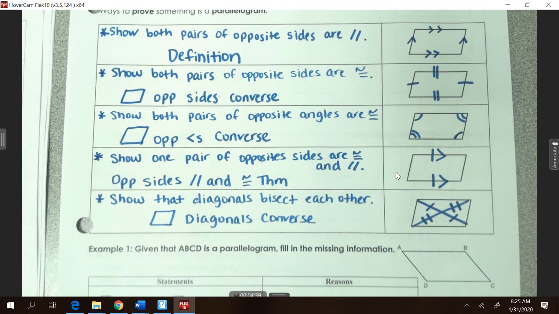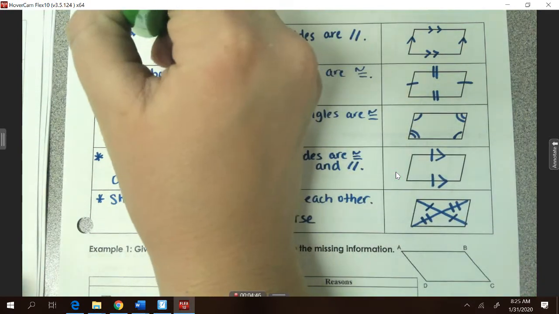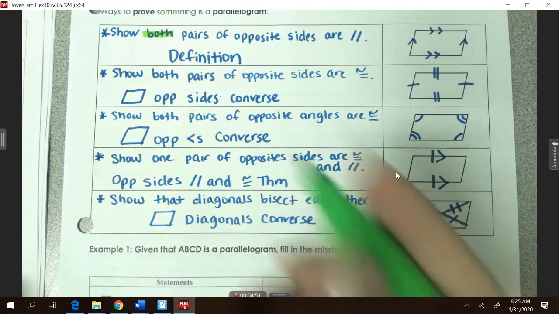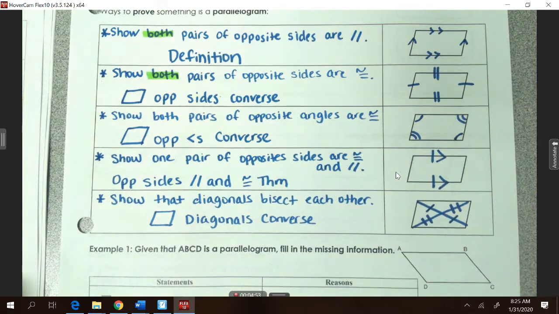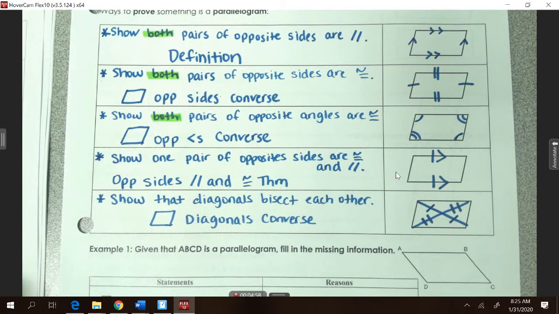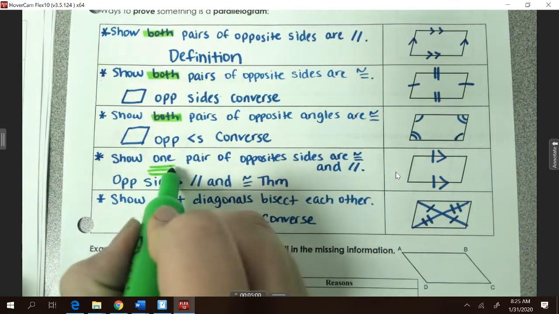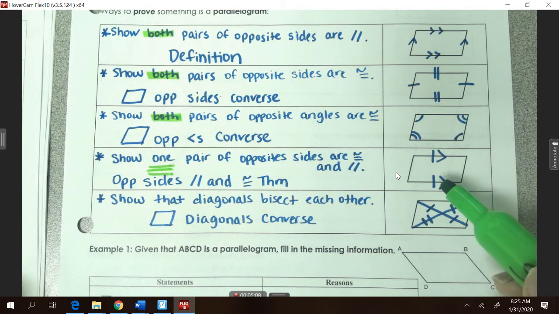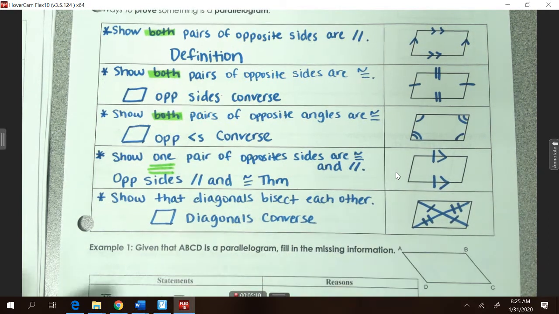Alright, now just a couple things I want to point out. I want to point out how many pairs we're talking about here. Notice for the definition we have to show that both pairs are parallel. For the next one, we have to show that both pairs of opposite sides are congruent. Here we have to show that both pairs of opposite angles are congruent. And then look at this one. Show that one pair of opposite sides are congruent and parallel. That's the only one where we only see one pair. Okay? And then this one we're showing that the diagonals bisect each other. So just pointing that out.